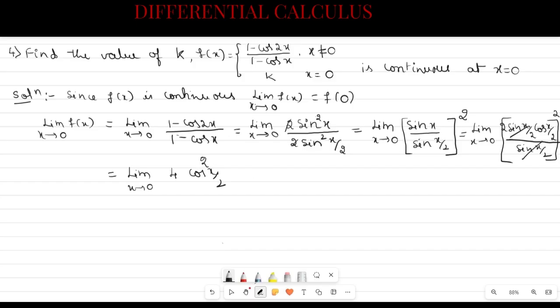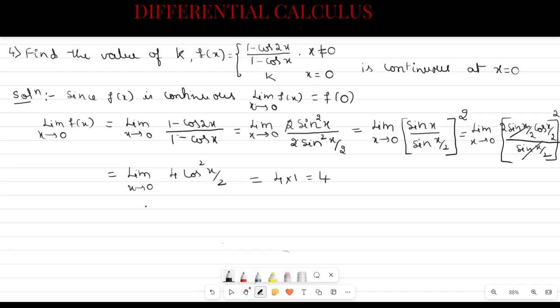Now I am taking the square. When you take the square, what will happen? Cos square of x by 2. If you apply the limit, what does it become actually? Yes, tell me. What is cos 0? Cos 0 is 1. So 4 into 1 is 4.